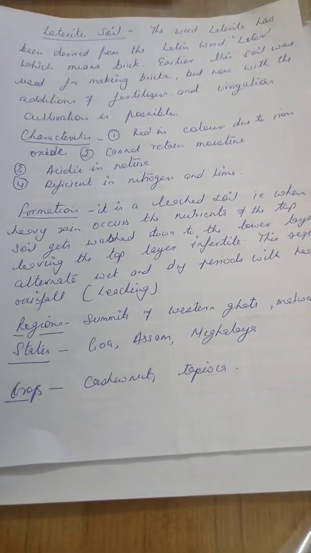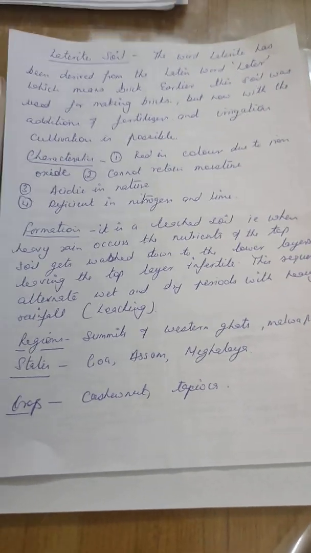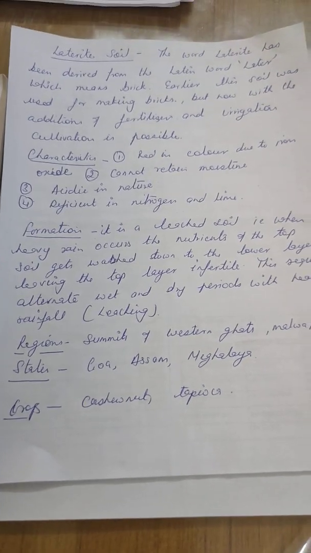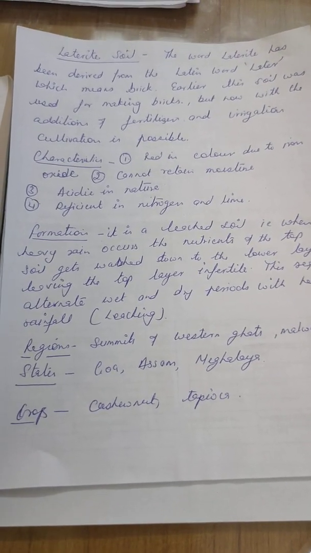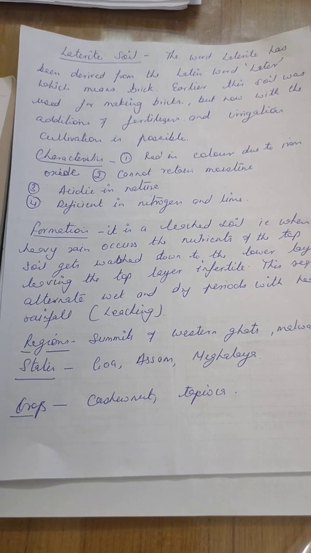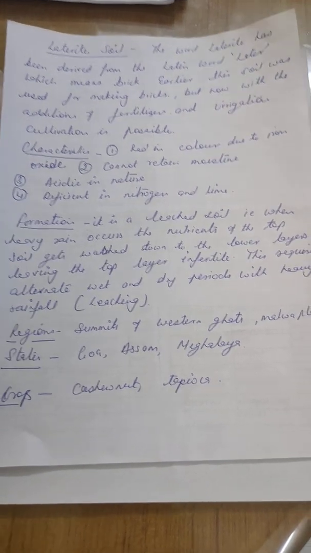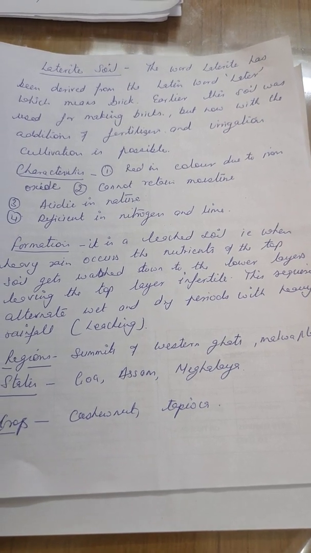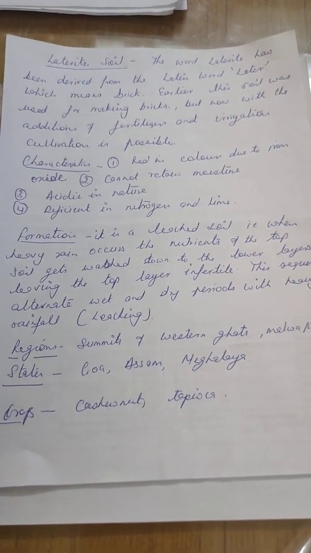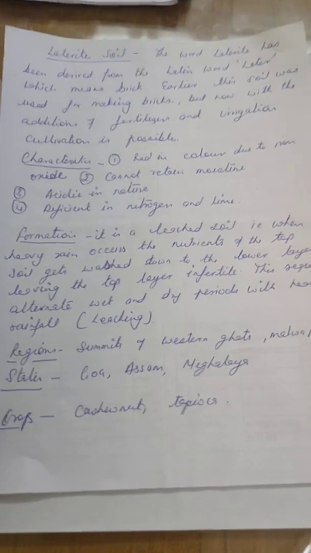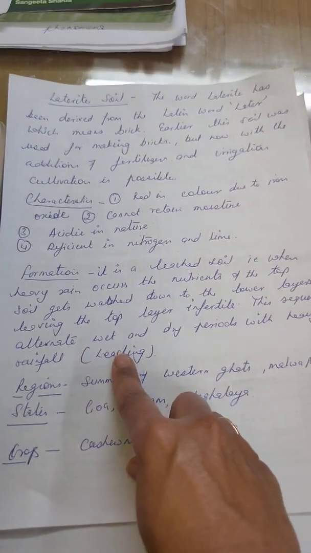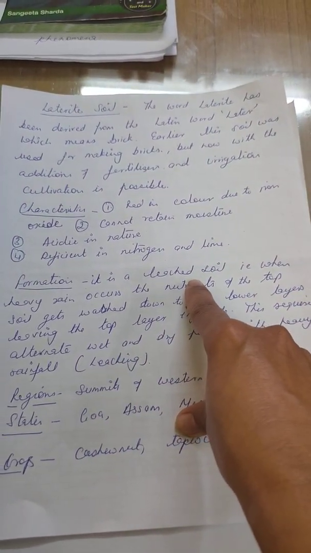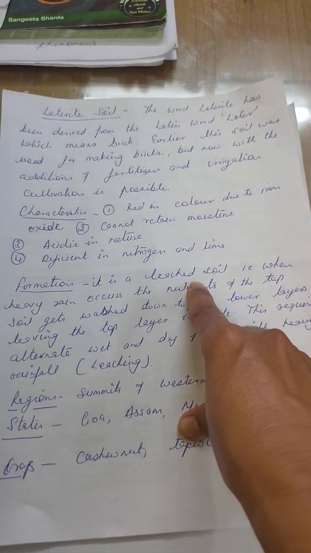And that is why I said in the beginning that this soil is the most infertile soil found in India, for the simple reason that whatever little nutrients it does have, the water dissolves and takes down to the lower layers of the soil, making the topsoil completely infertile. So this process is called leaching, and the soil is called leached soil.